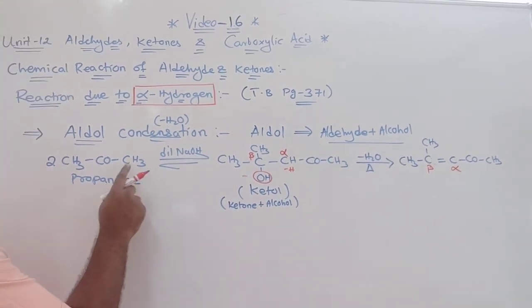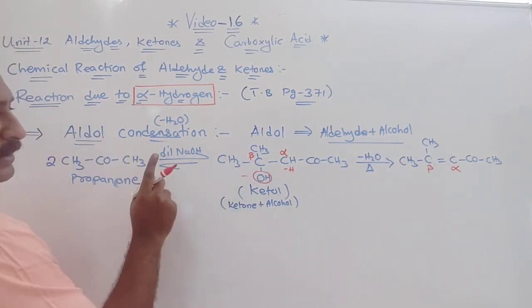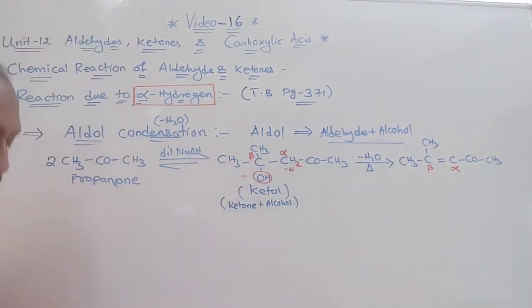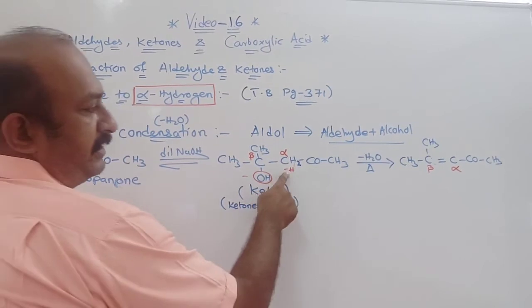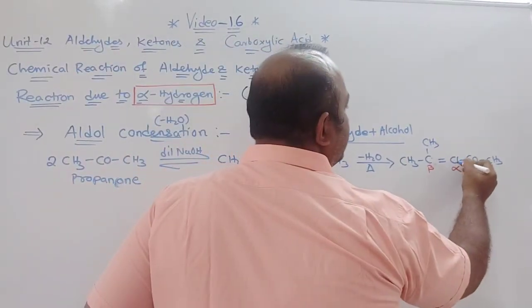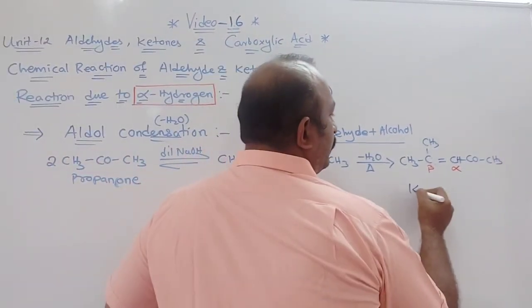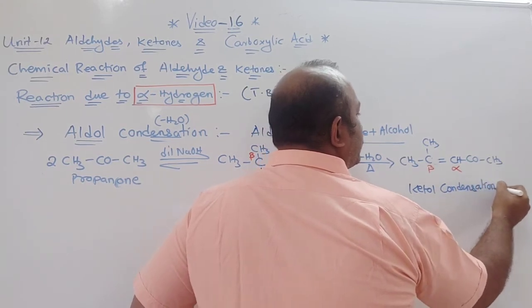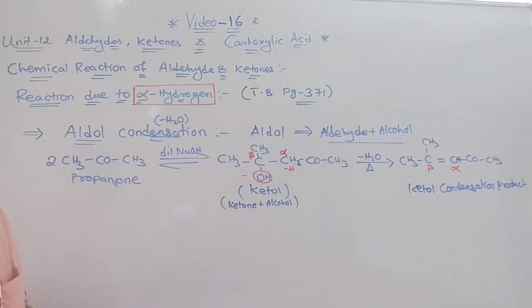Okay, see, from one only one hydrogen is removed. So here CH2 will be there in the product. It is written in your book, you can see. So here we made a mistake, CH2. From alpha you have to remove one hydrogen, so here one CH also will be there. Now this is the product. Now this is your ketol condensation product.